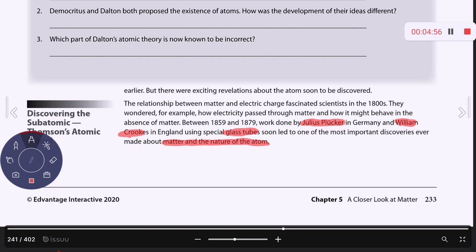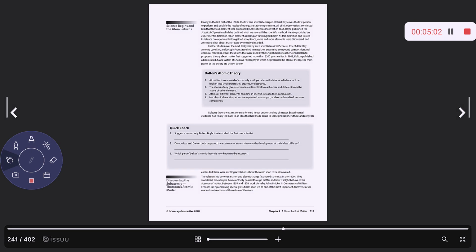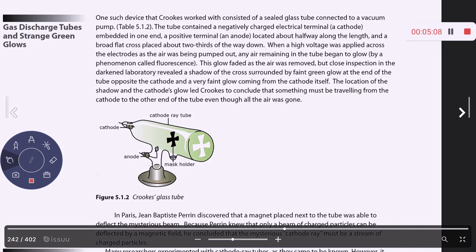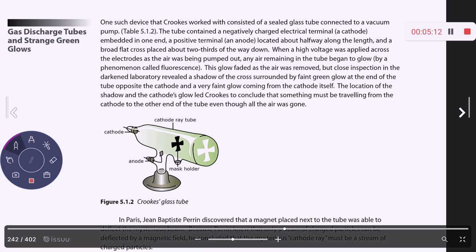There's a lot of people in this section, okay? So it's always important that you know the person and what they're known for. So here we've got Crookes and his glass tube. He had a sealed glass tube, and then he had a vacuum pump so that he could suck out the contents of the tube. And then he applied an electric charge to that tube. And what happened was, as he sucked out the air from that glass tube while he had an electric charge applied at the same time, the air inside of it was glowing, and then eventually the glow faded as you removed all of the air.